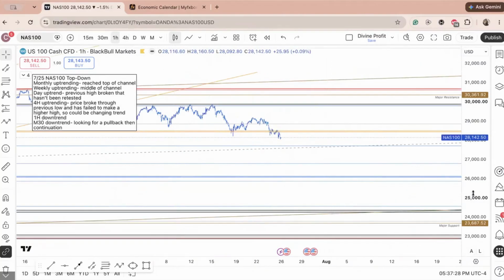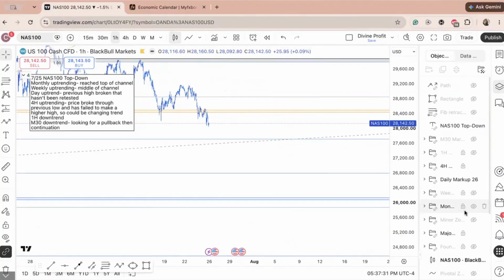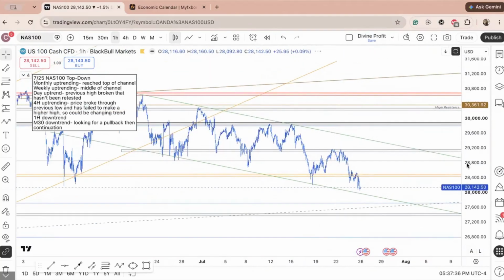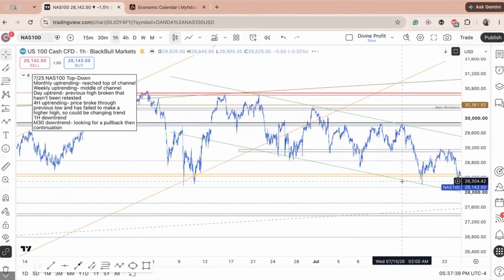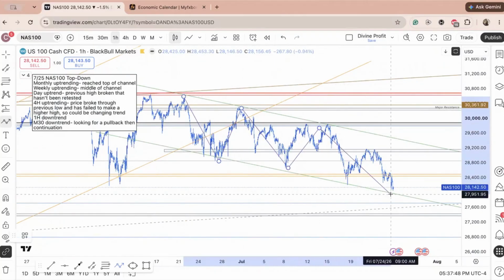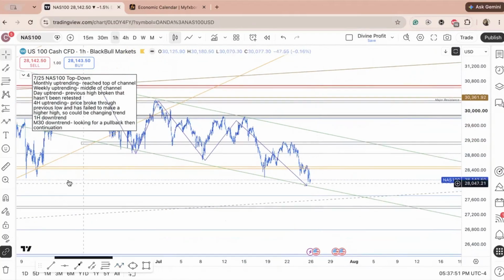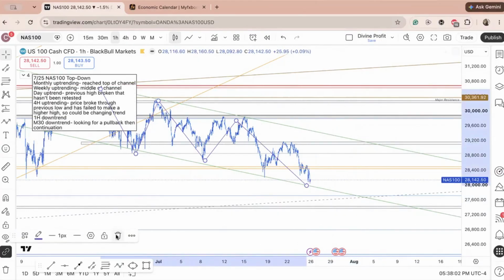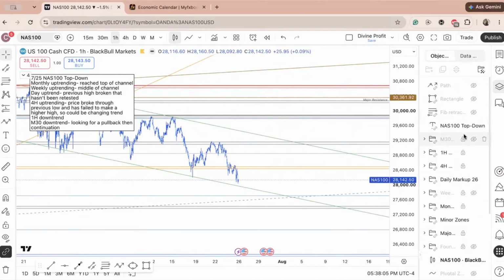But that's 4 hours, so 1 hour. For the 1 hour, I would say that we are definitely downtrending. Price broke out of that channel. We're making lower highs and lower lows. So I would say that we are downtrending on the 1 hour. Based on this, I would expect price to pull back and then continue with the trend that it is in, unless we get some type of break of structure to indicate otherwise. And that's all I really have for the 1 hour.